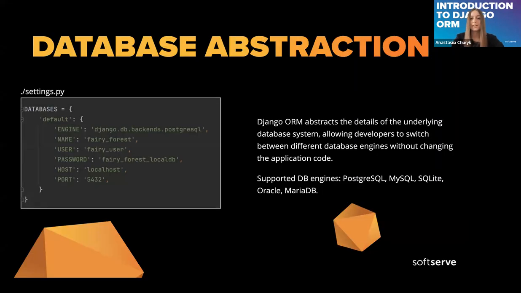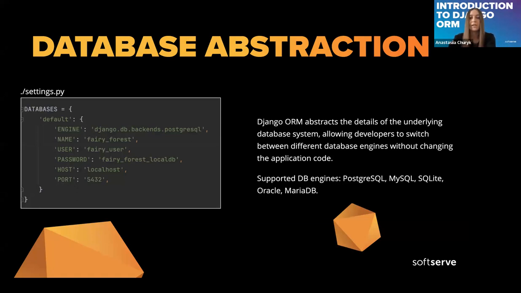So in Django ORM, it abstracts the details of underlying database system and allows communication with different database engines without changing the application code. It supports PostgreSQL, MySQL, SQLite, and Oracle, as well as MariaDB.